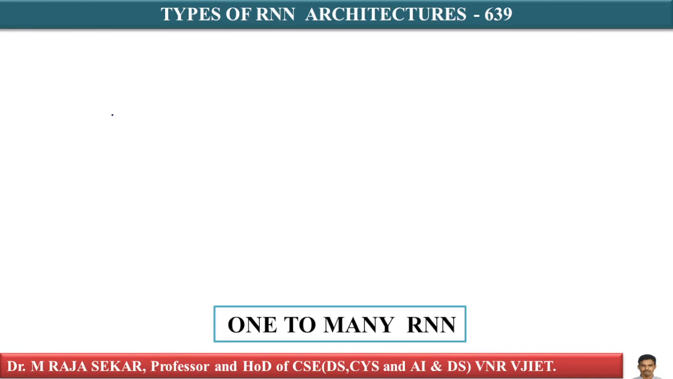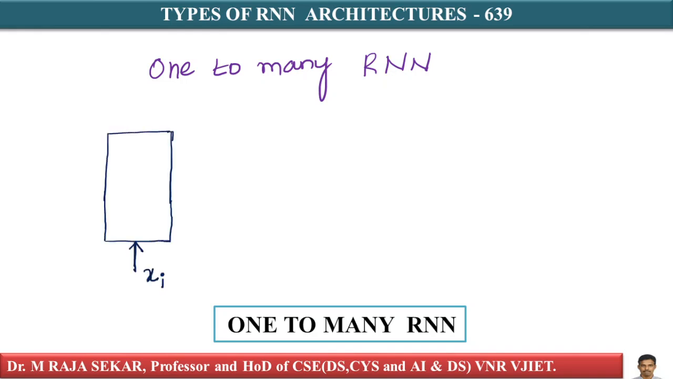In this lecture, I will continue my discussion on types of RNN. Before understanding this lecture, I request you to go through my previous lecture, that is lecture number 638. There is something called one-to-many RNN. Let me explain how one-to-many architecture looks like.